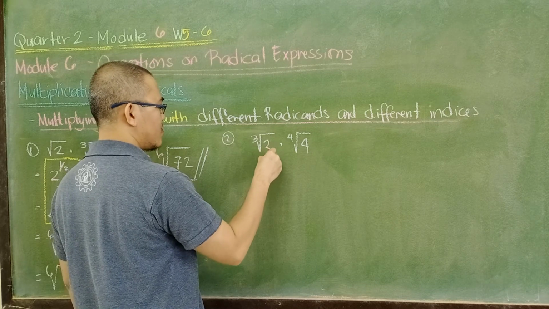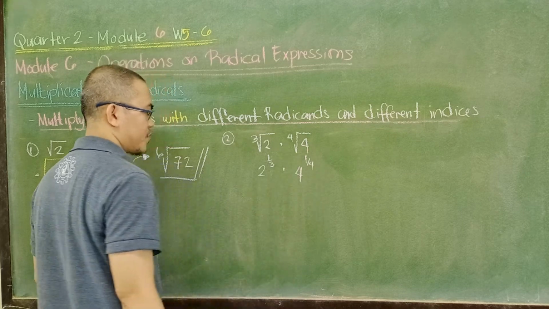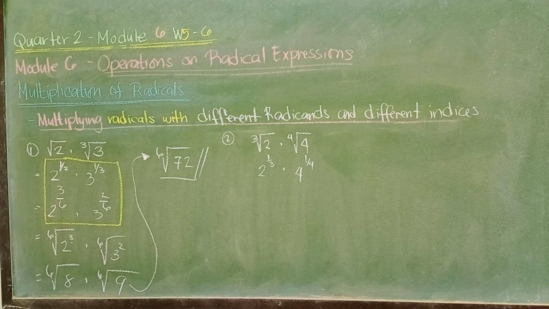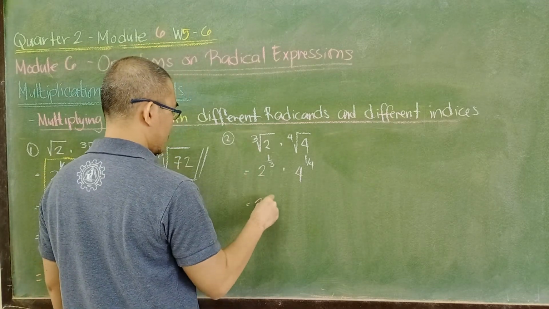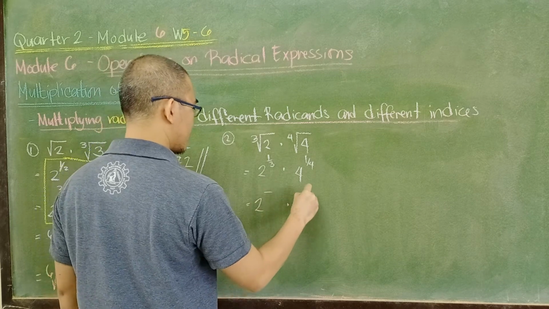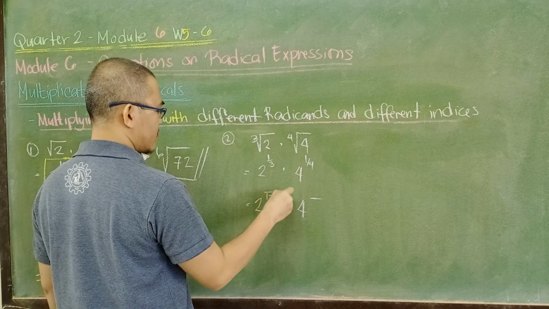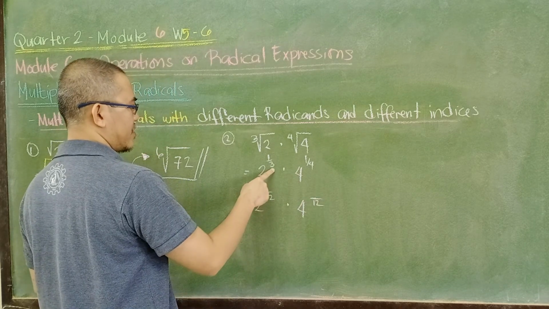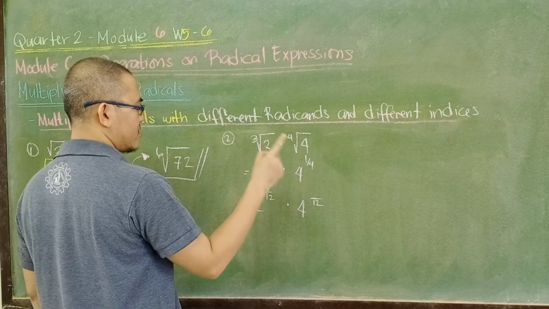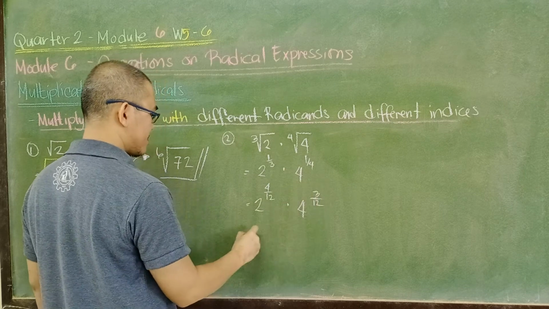2 raised to 1/3 times 4 raised to 1/4. And then yung 1/3 at yung 1/4, kukunin natin yung LCD nila. So yung LCD ng 3 and 4, that is 12. So 12 divided by 3 is 4 times 1, 4. 12 divided by 4, that's 3 times 1, this is 3.